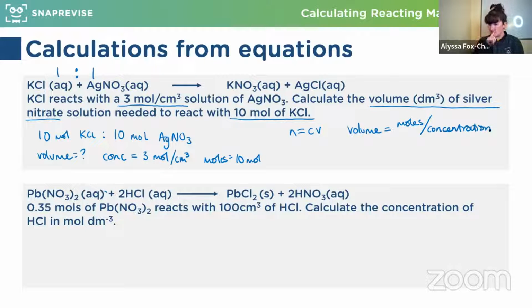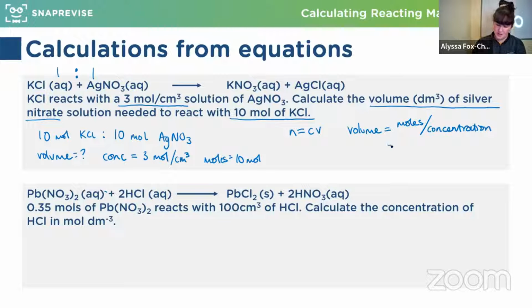Now, hopefully you would have noticed we've got concentration in moles per centimeter cubed, but the volume they've asked for is in decimeters cubed, which is actually the opposite way around to what usually happens, but it's still a conversion that we need to do. You could convert concentration from moles per centimeter cubed into moles per decimeter cubed, but that conversion is harder to get right. So what I would do, if it were me, is work out my volume in centimeters cubed and then convert it to decimeters cubed.